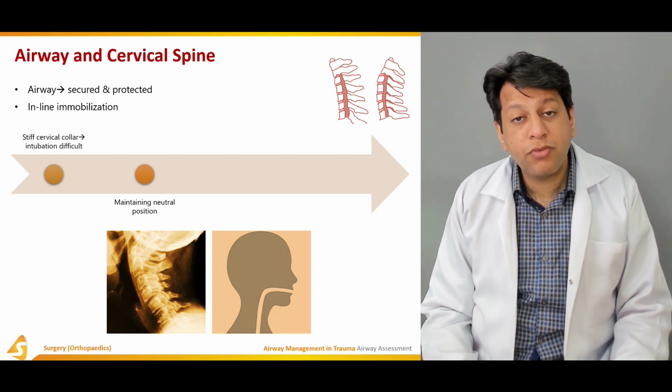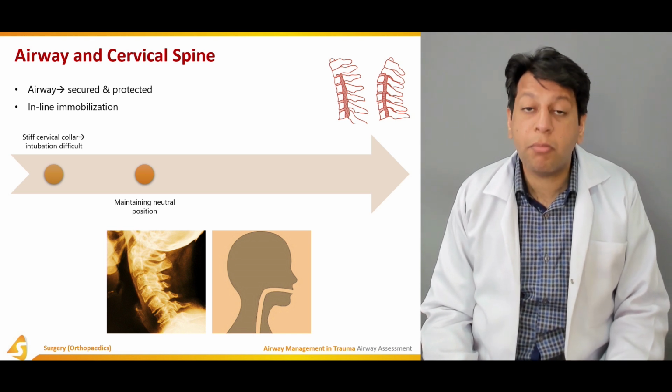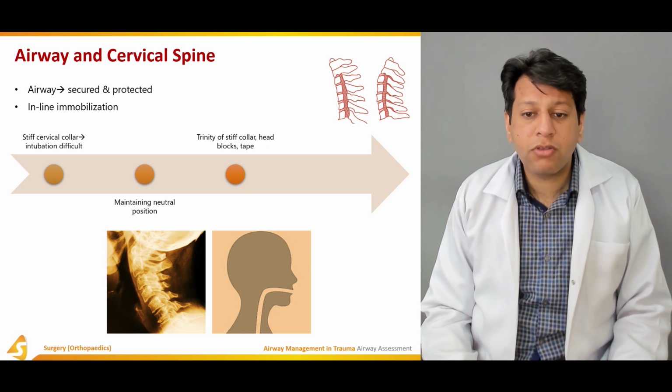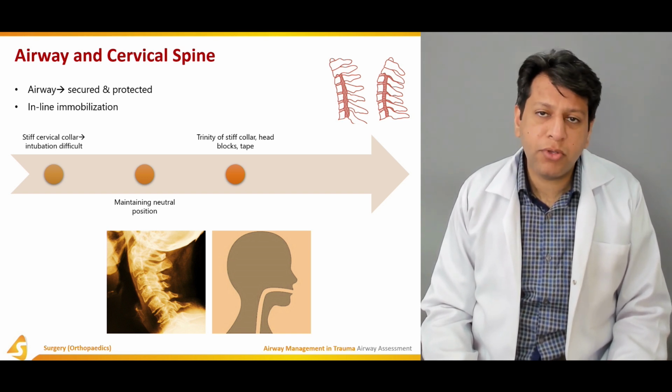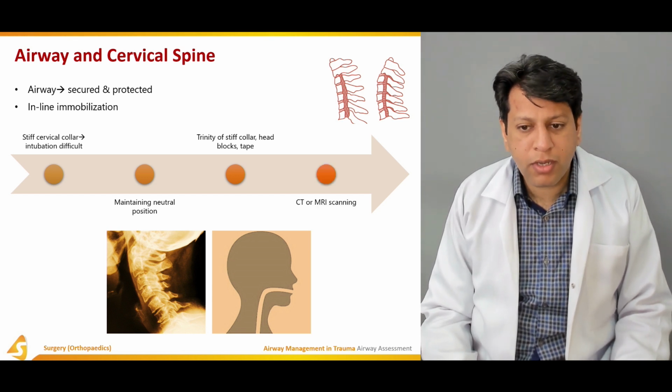When protecting the cervical spine, one must maintain a neutral position, with no hyperflexion or hyperextension. Usually a stiff collar, head blocks, and tapes can be used, but most commonly the stiff collar is more than enough to immobilize the cervical spine.